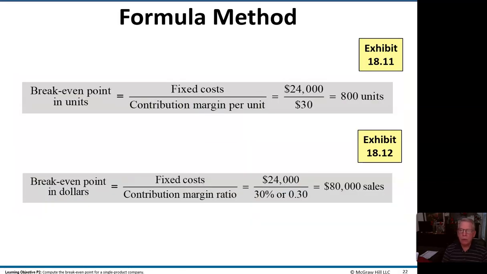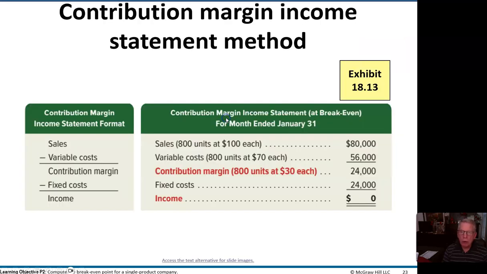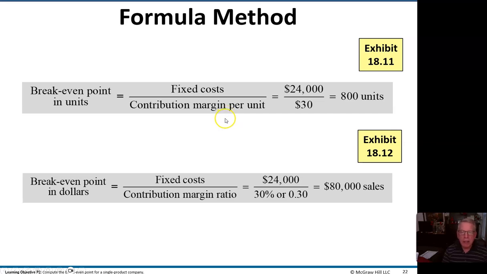Let's look at those. The formula method, which we will use extensively in our homework, is first of all our break-even point in units. Here we have the fixed costs divided by the contribution margin per unit. So if we are contributing $30 for every unit we make, we can divide that $30 into the fixed costs to determine that we need 800 units to break even, because 800 units times $30 would be $24,000.